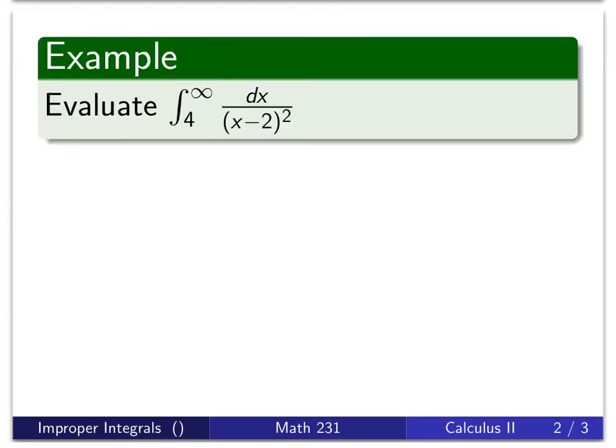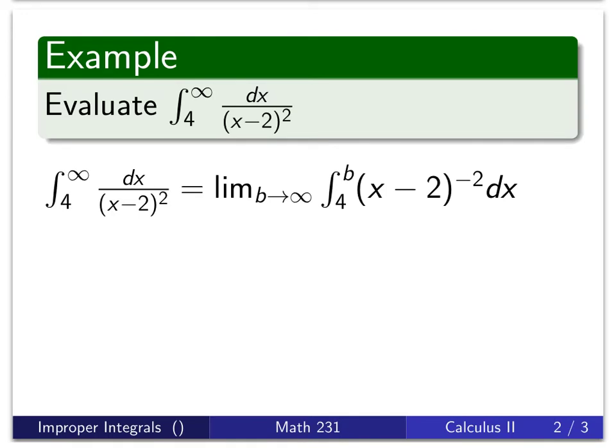Alright, so our first example is the integral from 4 to infinity of dx over (x minus 2) squared. Now, when we have an infinite limit of integration, it's obvious that we're going to have to use improper integrals. So the first thing we do is we use the definition and rewrite it like so. Our upper limit we're going to call b, and we'll let b go to infinity.